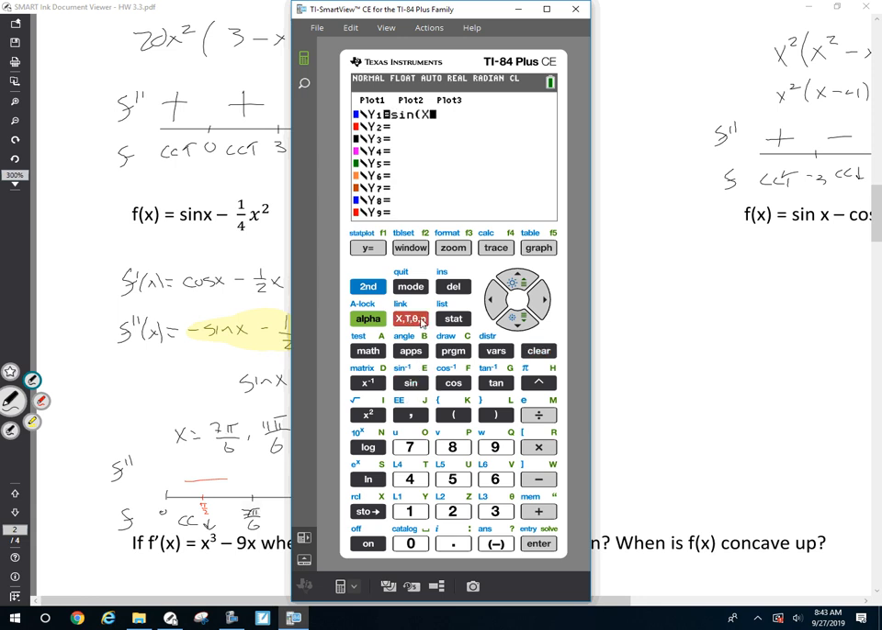Sine x minus 1/4 x squared. Okay. I might have to adjust things, but watch. I see from 0 until about here, I'm concave down. Now, let's find that value. I think it's at 7 pi over 6.